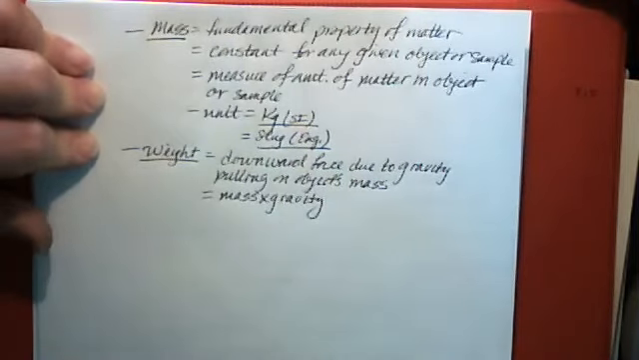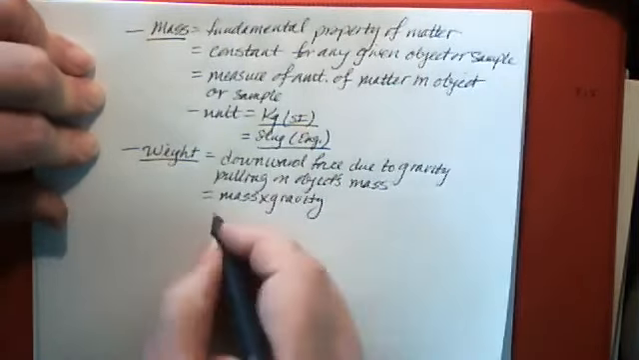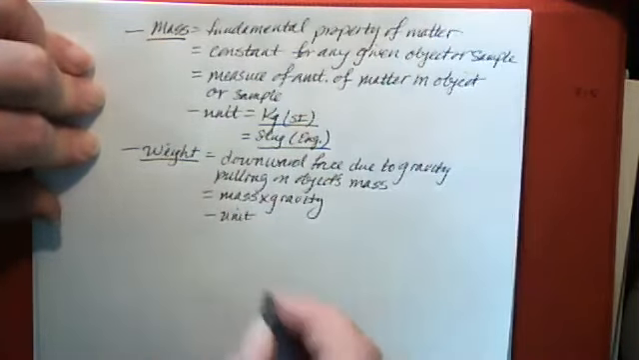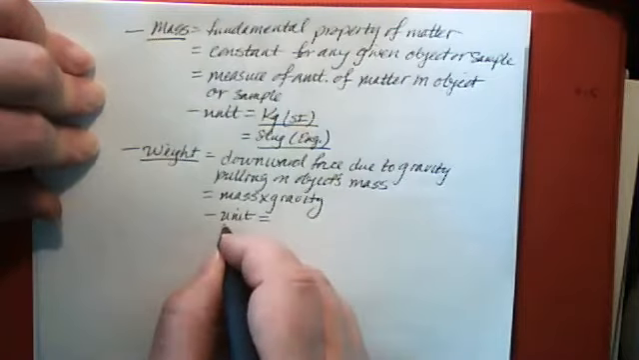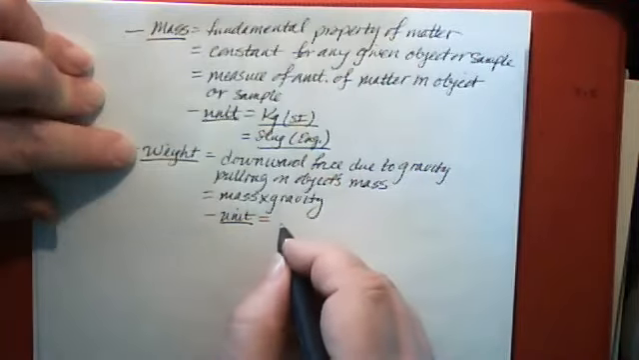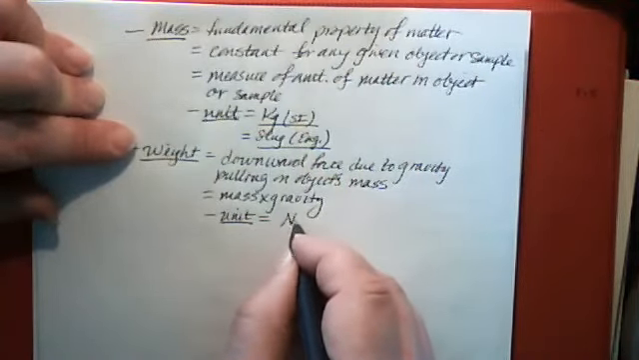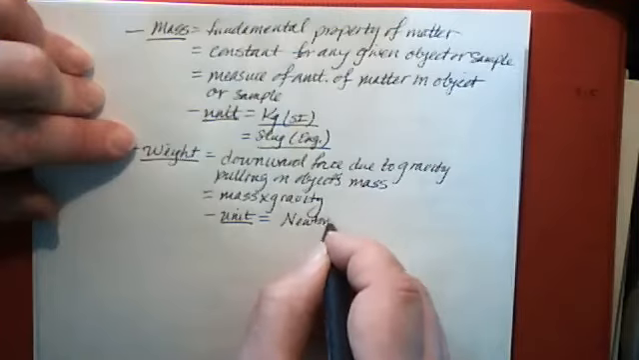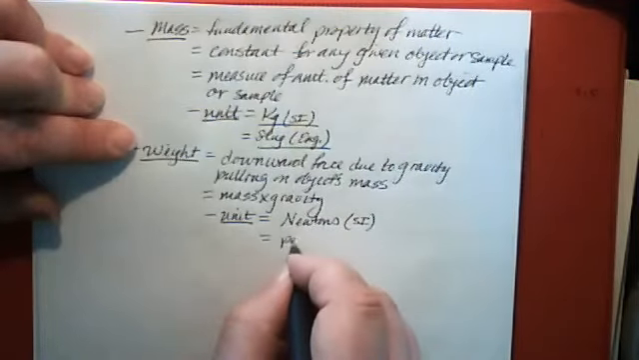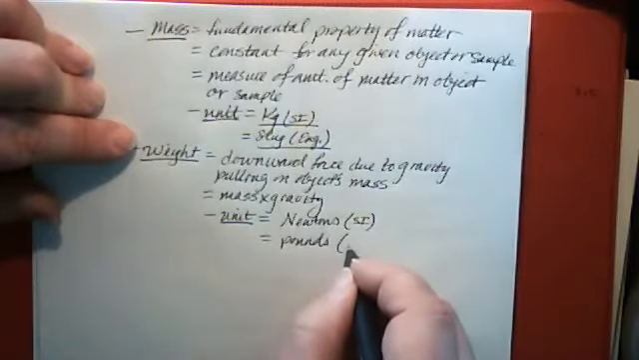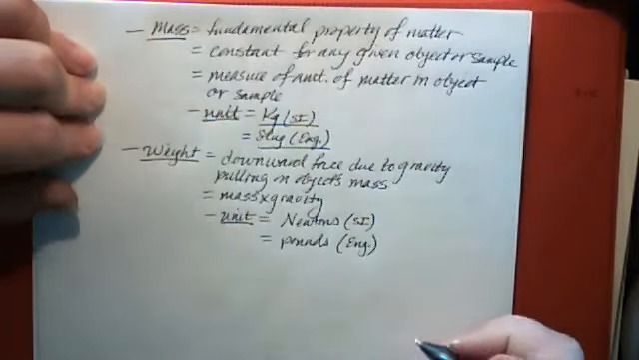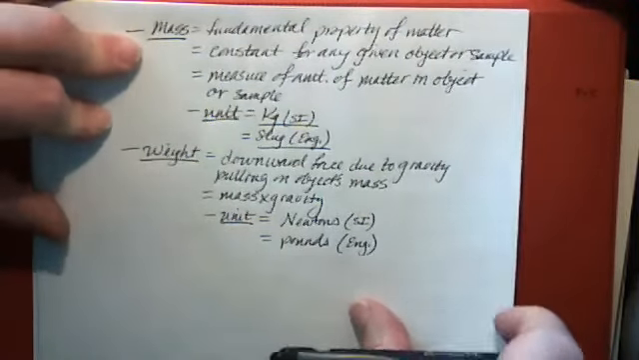And weight is, again, it's mass times gravity. The unit for weight in the SI system would be newtons. In the English system, it would be pounds. So a pound is a unit of force.